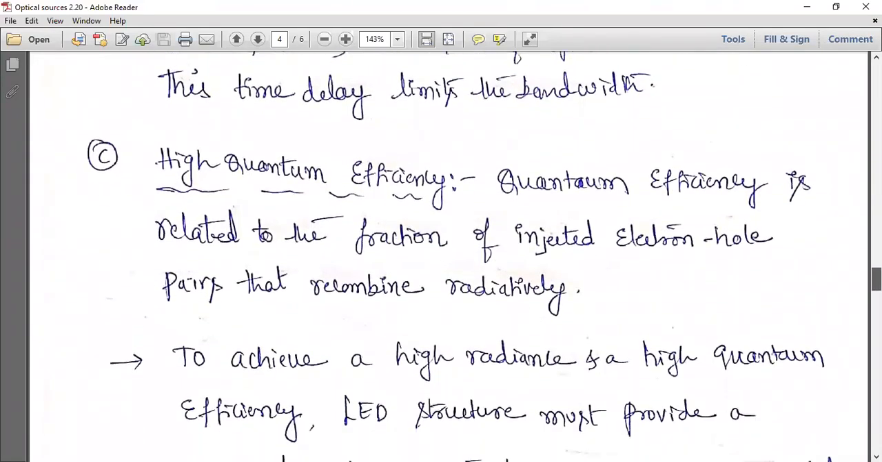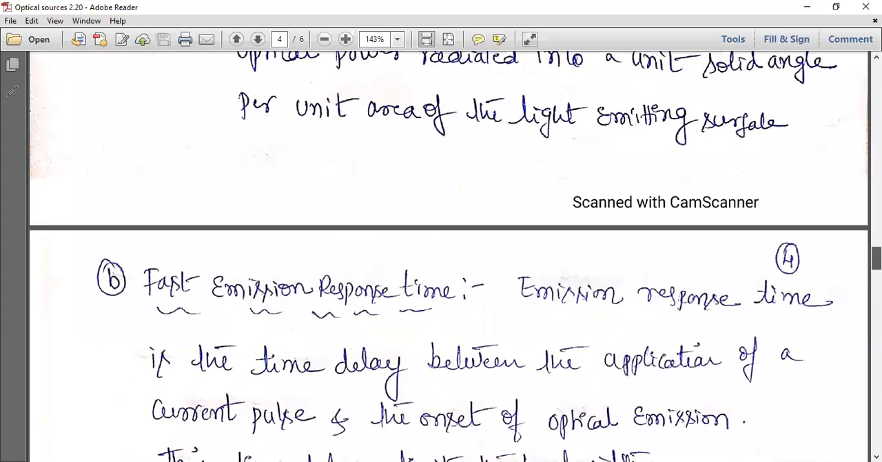Next is high quantum efficiency. Quantum efficiency means the number of recombinations. The electrons and holes will recombine, and when they recombine, they generate energy. The recombination rate will actually give you the light, the amount of light. So the quantum efficiency is related to the fraction of injected electron hole pairs that recombine radiatively. We'll go through why recombination is radiative, recombination is non-radiative, and all these things. These three things are not only the requirements, they are the characteristics of LED.